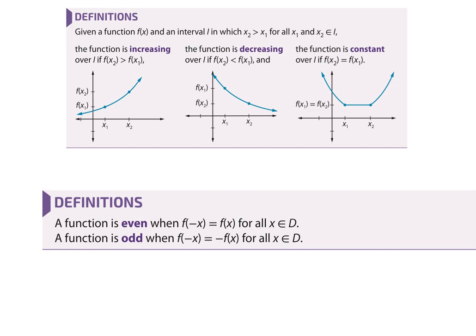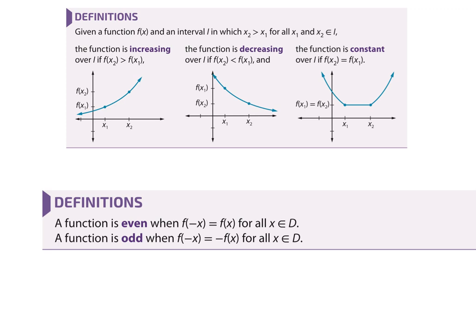So then we have terms that are very simple, seriously, don't overthink these, right? If the function is getting larger from left to right, it is increasing. That makes sense. If it's getting smaller from left to right, it's decreasing. And if it's staying the same, it's called constant. Again, they use notation. F of x2 is bigger than f of x1. That just means it's getting bigger. F of x2 is less than f of x1. That just means it's getting smaller.